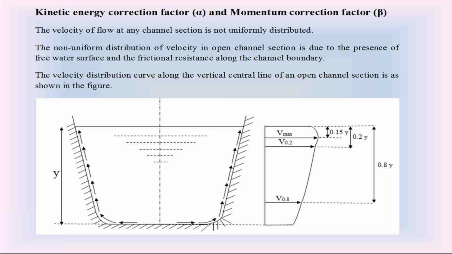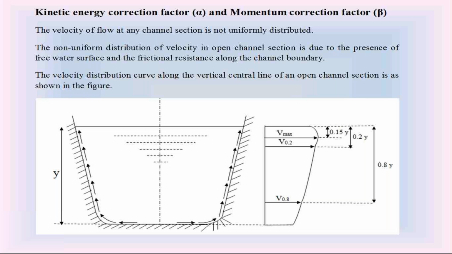So this is the introduction regarding the kinetic energy correction factor and momentum correction factor. Why do we consider these correction factors? Because in open channel, the velocity of water flow from top to bottom is non-uniform. So we cannot determine the actual velocity in open channel water flow. So we calculate the kinetic energy and linear momentum by using the average velocity or the mean velocity, that is equal to (v0.2 plus v0.8) by 2.